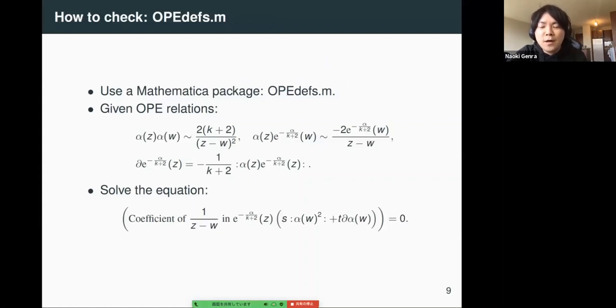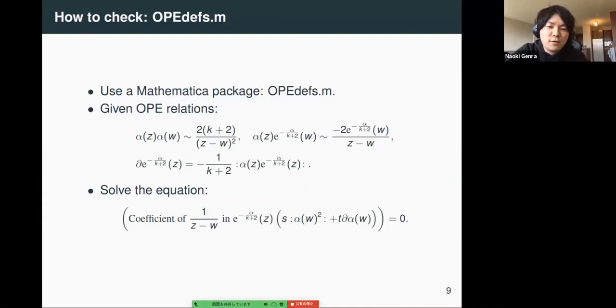And also, formally, if you consider alpha(z) and the exponential of minus alpha over k plus 2 at w, the singularity happens only at 1 over z minus w, and the coefficient is just minus 2 times the exponential of minus alpha over k plus 2 at w. This minus 2 comes from the inner product of alpha and minus alpha over k plus 2, because alpha is 2k plus 2, so it becomes minus 2.